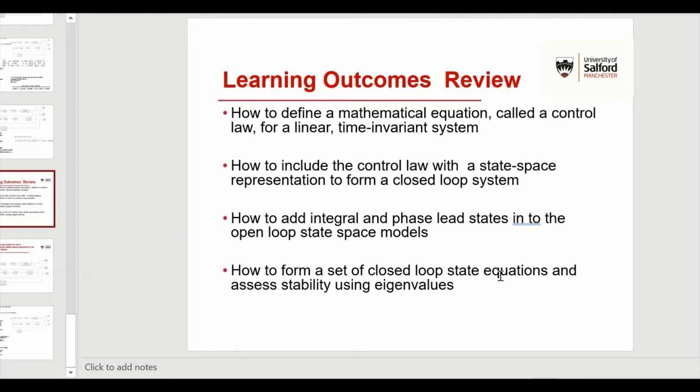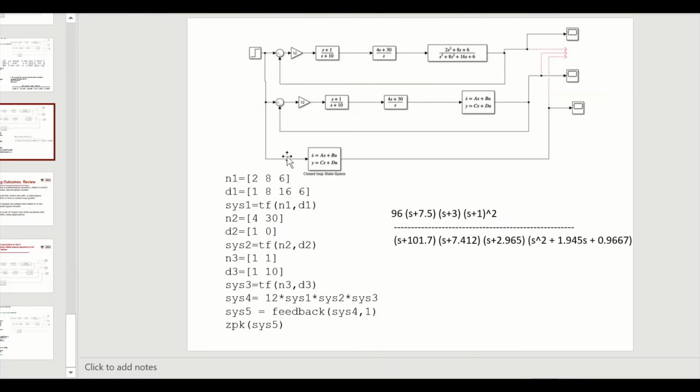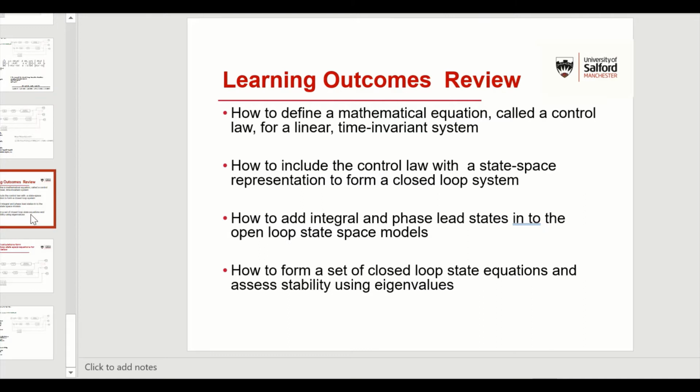And then we've seen how to form closed loop state space equations, and assess the stabilities using eigenvalues. And I think equally as important is you can also use MATLAB Simulink to generate the closed loop state space equations and compare those with your block diagram of transfer function forms. This gives you a guarantee: if this is the closed loop system in block diagram, and this is your closed loop system in state space, and the outputs from the two are the same, you know you've made no errors. So you should also have learned how to double check that your state space equations are in fact correct.